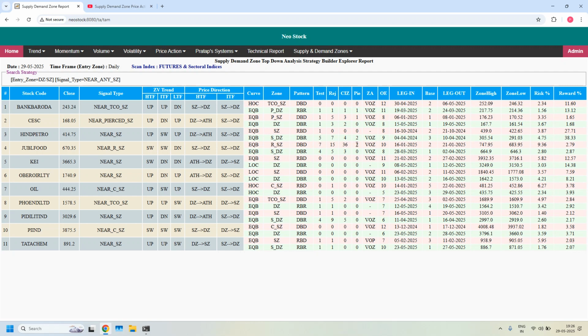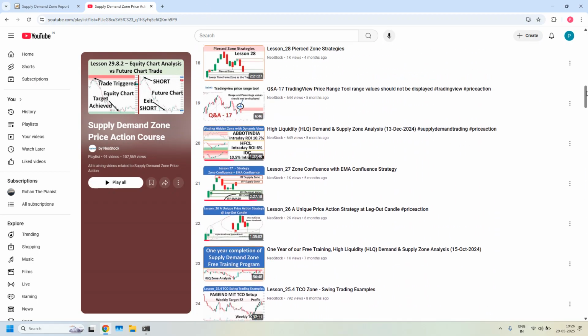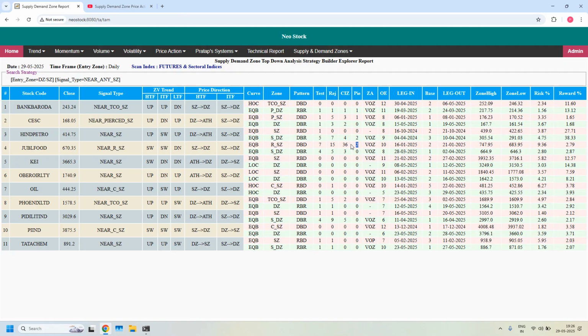But Jubilant Food is not a valid high liquidity zone. It is a pierced zone. Pierced zones you can't use for HLQ zone strategy. But if anybody is interested in the pierced zone strategies, I have explained pierced zone strategies in lesson 27, right? Or lesson 28. Yeah, lesson 28, pierced zone strategies. Those strategies you can apply in this particular case, but not the HLQ zone strategy. So that's why this is not a valid HLQ supply zone. See, for stocks near supply zones, you have to look for only supply zones, not the demand zones.